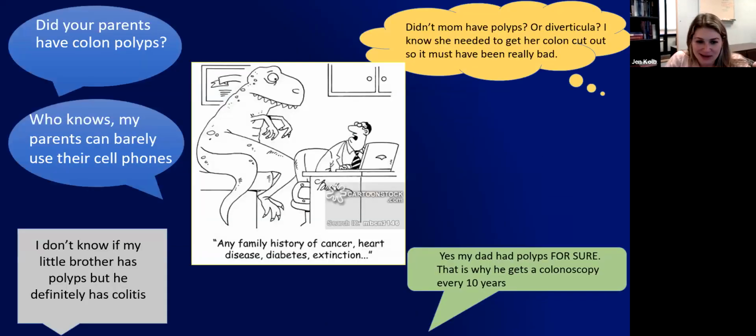But we know this isn't what happened, right? The doctor says you have family history. Who knows? Oh, did your parents have colon polyps? And I'm like, my parents can barely use their cell phones, or I don't know if my brother has polyps, but he definitely has colitis, which isn't really relevant. And didn't mom have polyps, or was it diverticulosis? Like, I don't know. It was really bad. She got her colon cut out, and oh my gosh, my dad for sure had polyps. He gets a colonoscopy every 10 years, which if you had polyps, you definitely wouldn't wait 10 years. So the reality is that healthcare is a little bit fractured and we're all sort of operating. Family dynamics are different, but I just mentioned this so that we all continue to keep family history in mind and do our part.